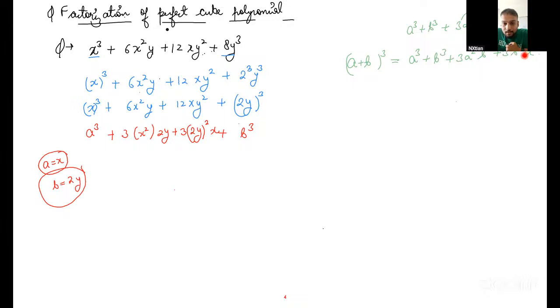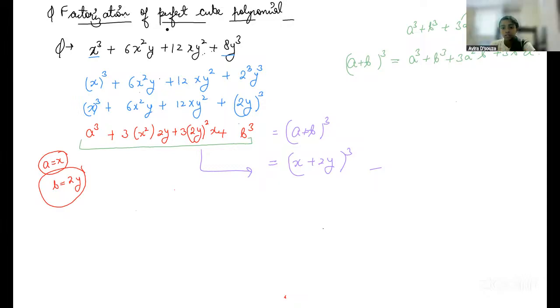So this whole expression can be written in the form of a plus b whole cube. Now a is x and b is 2y, so it is x plus 2y whole cube. So this is the answer. Understood, guys? Ask me. Everyone got it? Clear enough. Then I will give you one question.